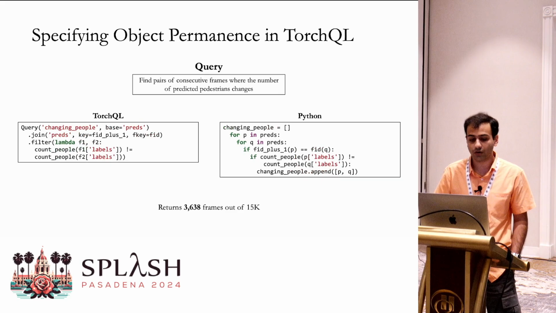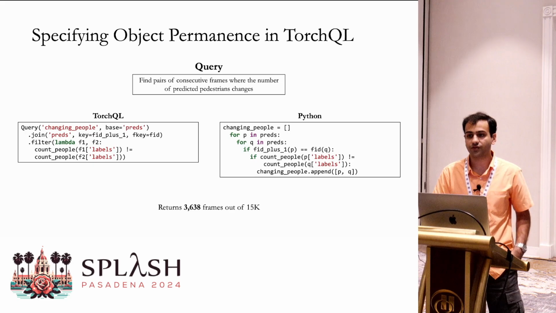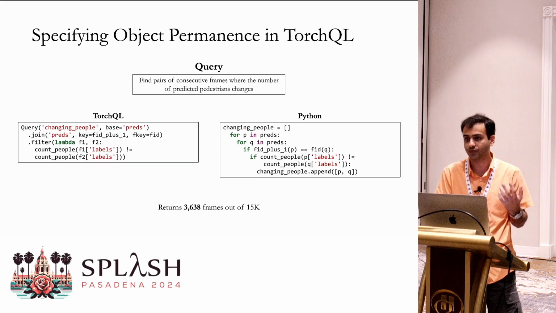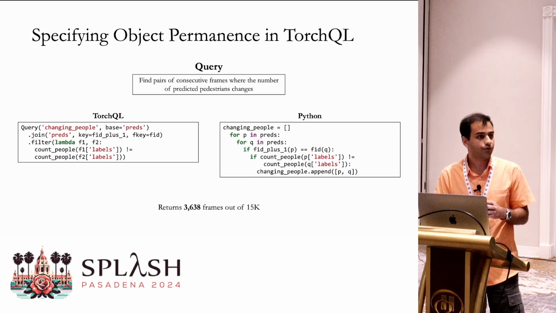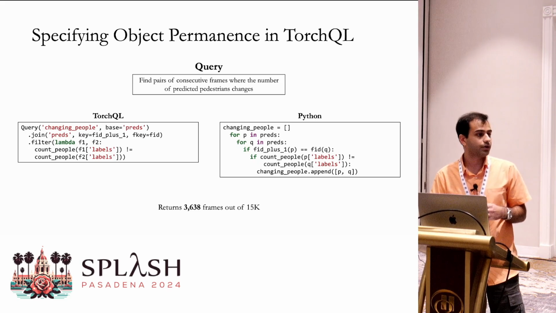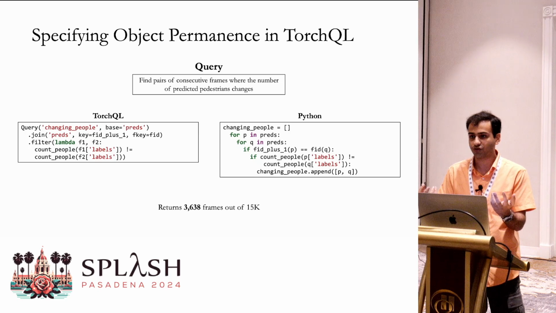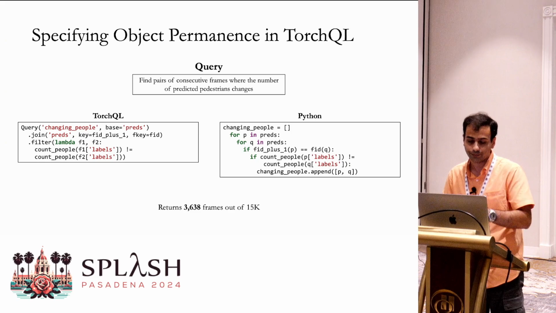So we move on to a slightly more complex query, which is finding all the cases where the number of people predicted changes from frame 1 to frame 2, where these two frames are consecutive. So what we do is we again look at the base prediction table, and we perform a self-join. But we perform a self-join over the condition that the predictions from the second column will be of a frame after the predictions from the first column with a time interval of 1 second. So that is FID plus 1 and FID.